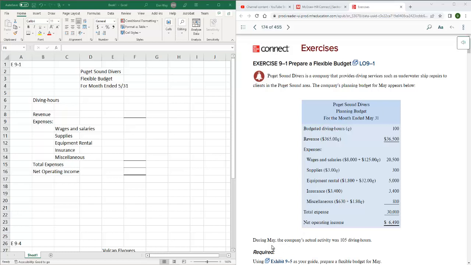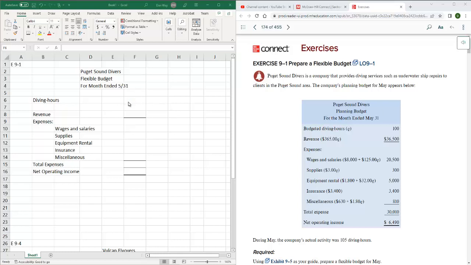After that, it said during May, the company's actual activity was 105 diving hours as compared to the 100 that were planned or expected. So using Exhibit 9.5, which you don't need to look at right now, but you can if you want, separately, as your guide, we're going to prepare a flex budget here for May.